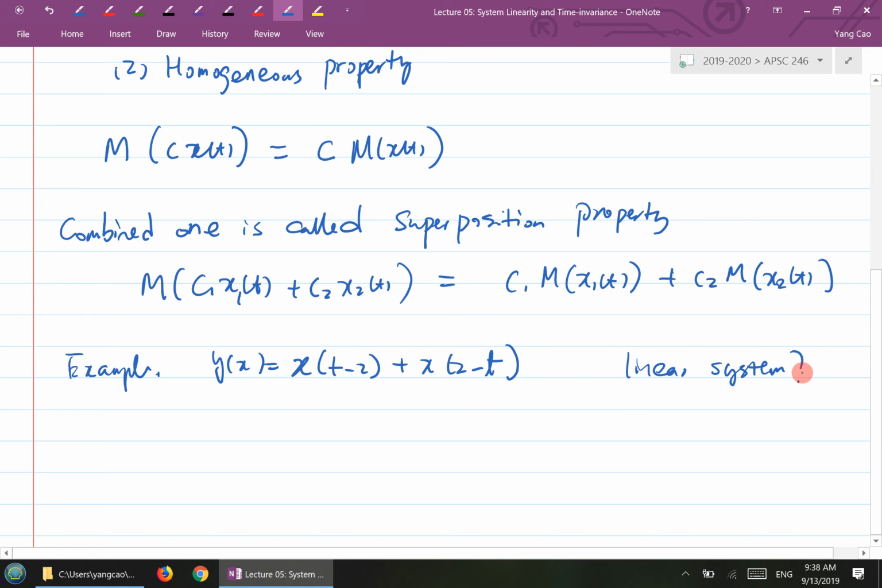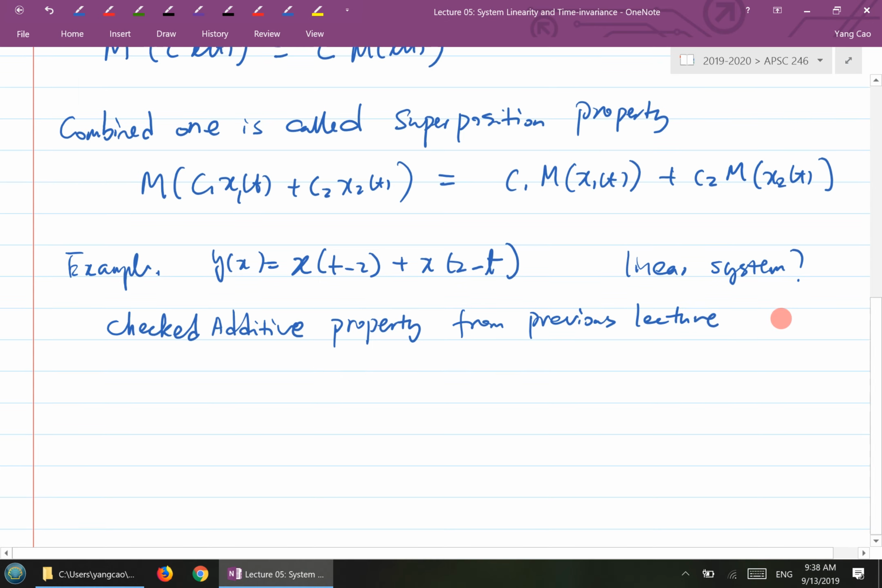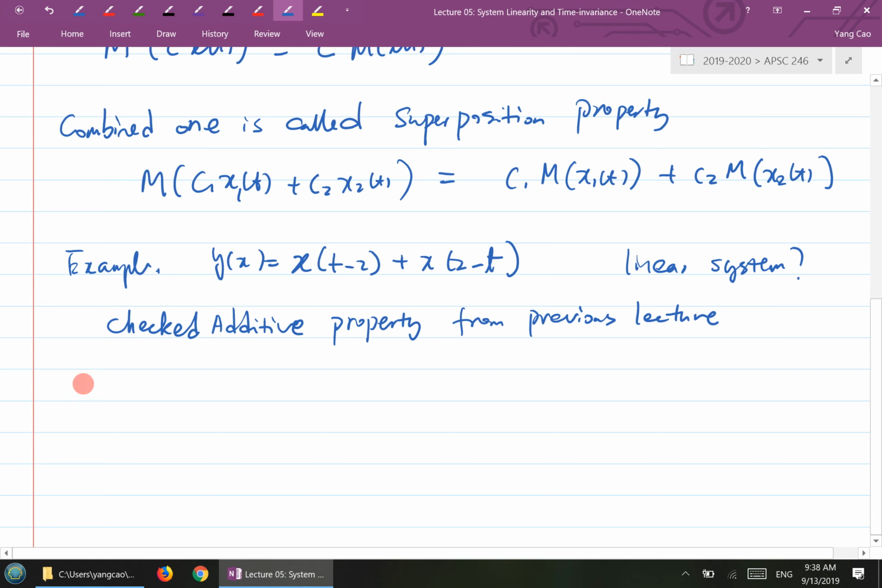I didn't finish the question, but what I did finish in the previous lecture is I checked the additive property, which it has gone through. So the system satisfies the additive property. If you recall that, you can look at your lecture notes and see how that was conducted. So let's finish this by checking the homogeneous one.